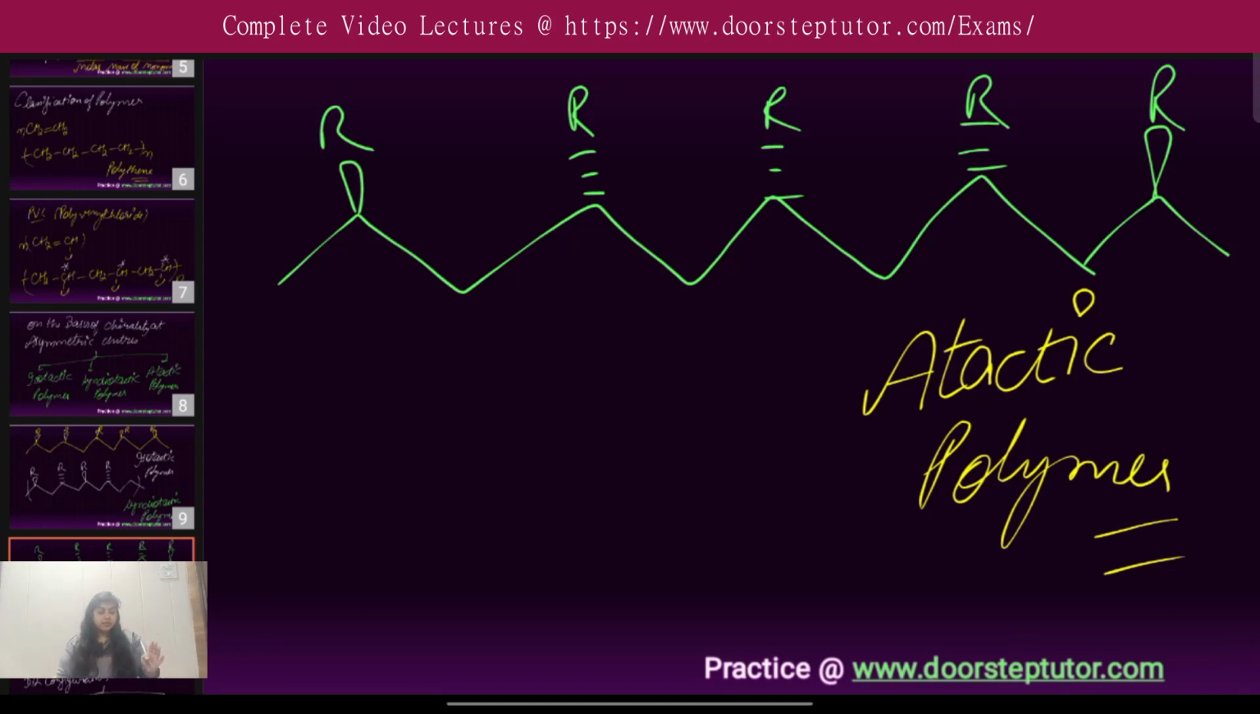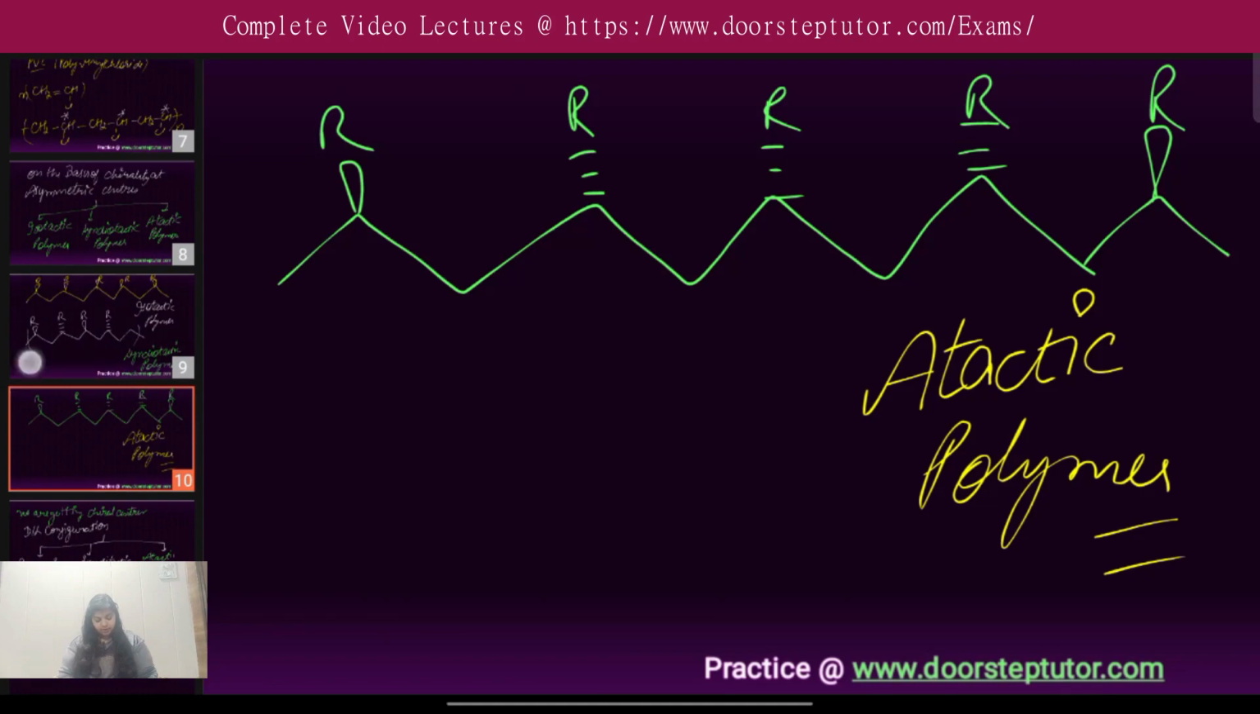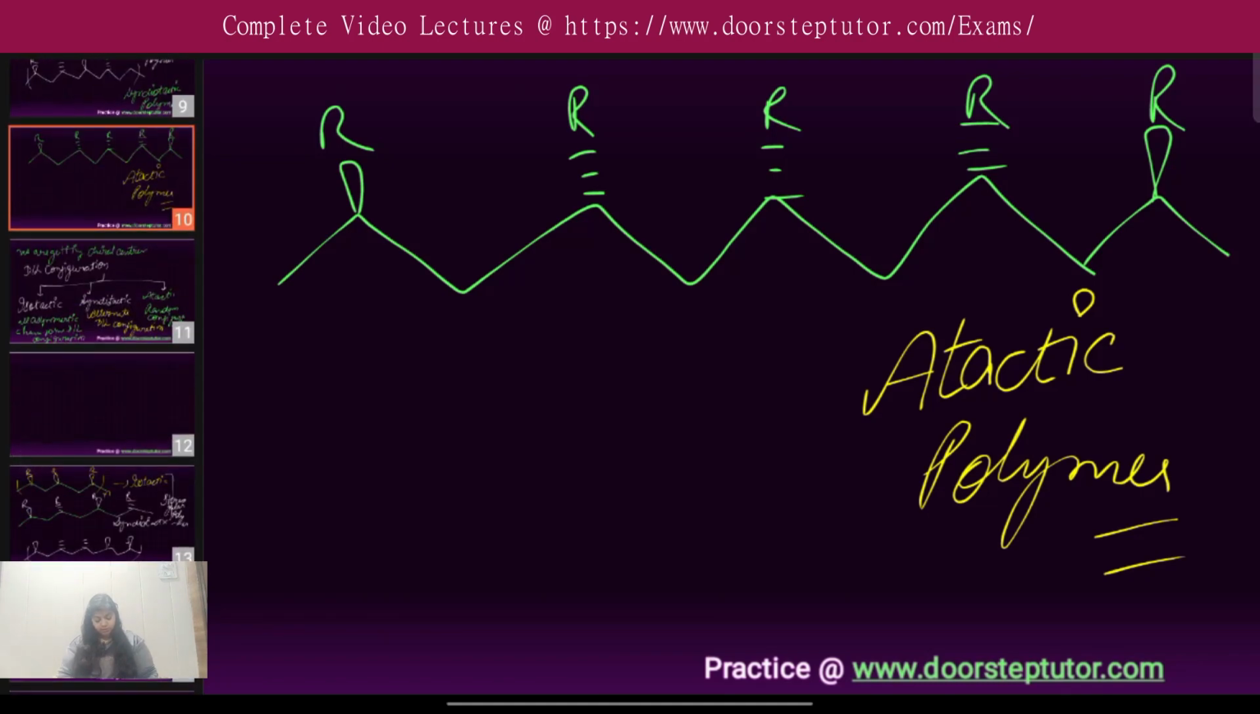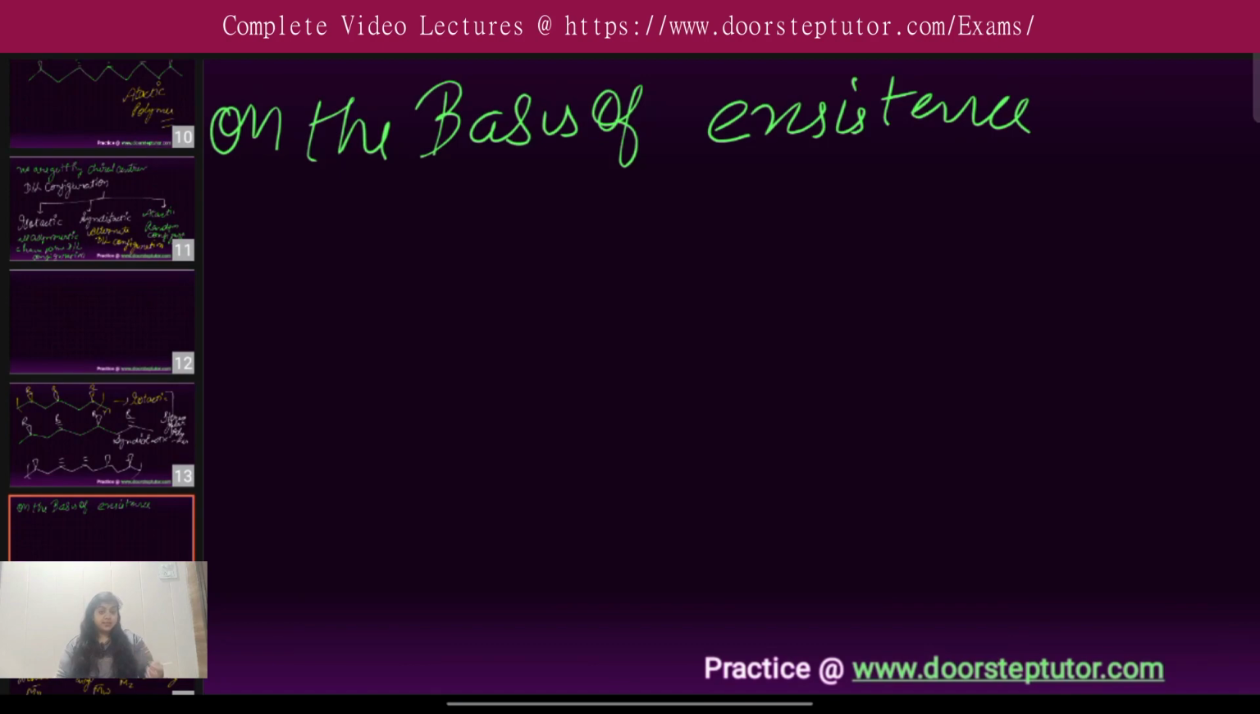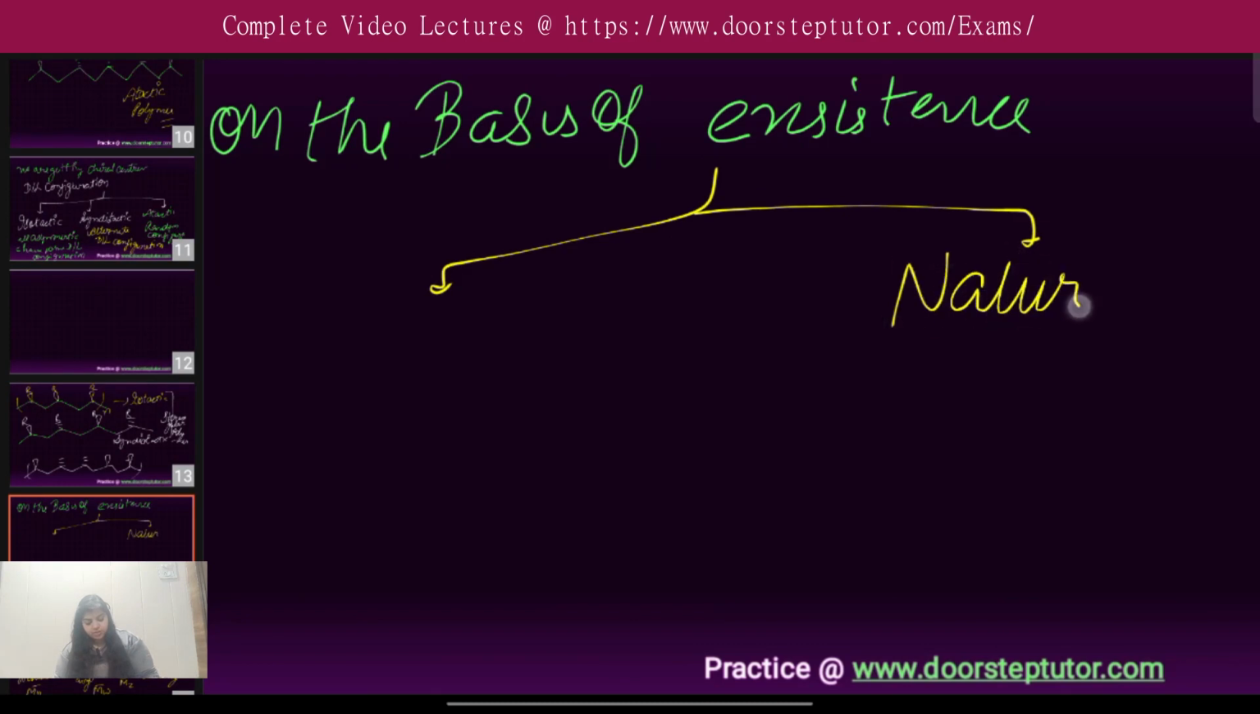Okay, so now let us look at the other classification that is possible, that is on the basis of their existence. There can be natural polymers. Natural polymers means the biological polymers, like the proteins that are present in our body, and the polysaccharides. Proteins are formed from the basic unit of amino acids, so that is a natural polymer made up of monomeric units, the amino acids.